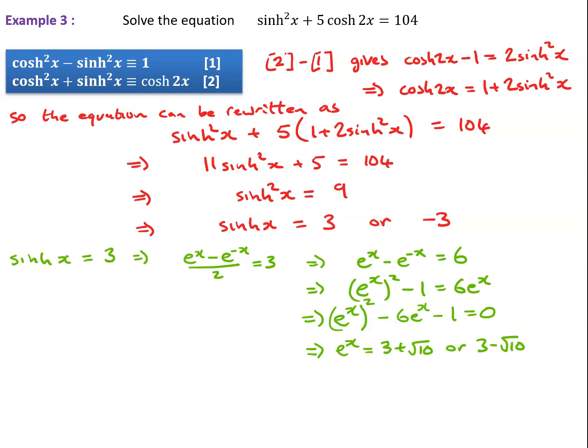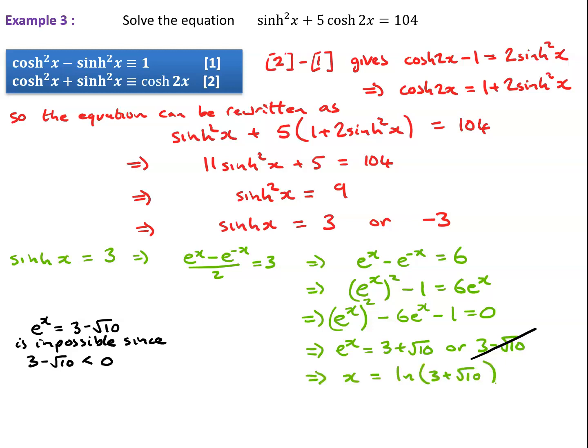which I can solve as e to the x is either 3 plus root 10 or 3 minus root 10. 3 minus root 10 is a negative number, so we can throw that one away. e to the x cannot possibly be a negative number. So we've got e to the x is 3 plus root 10, which gives me x equals the natural logarithm of 3 plus root 10.